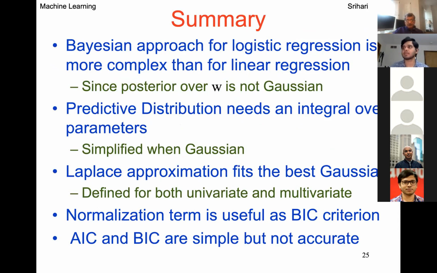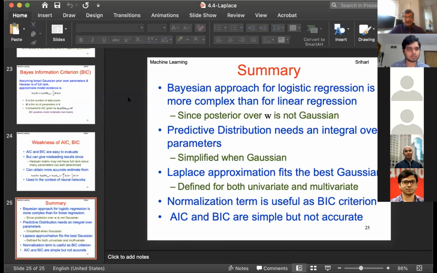Some weaknesses are there, sure. The Bayesian approach to logistic regression is more complex than for linear regression. The predictive distribution needs an integral over the parameters. And the Laplace approximation fits the best Gaussian. And the normalization term is useful, okay. All right, so this is a bit complicated, but I just wanted you to have a flavor for it. And the lesson you get out of it is that logistic regression involves something more complicated, not just because we're dealing with a prior and posterior of the parameters, but also we have to worry about how you combine the distribution of the parameters with the distribution assigned by the model itself, right? So those two have to be taken into account.